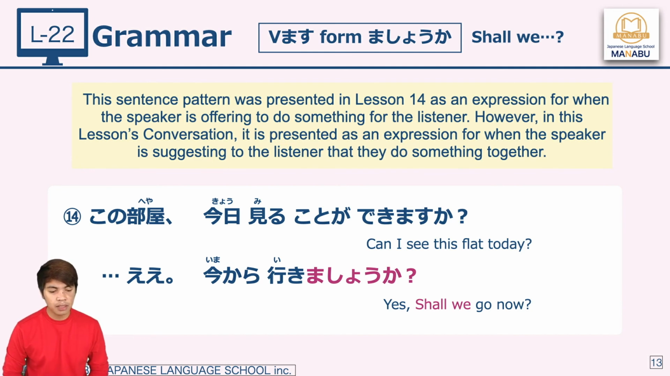So in this example, kono heya, this room, kyou miru koto ga dekimasu ka? This is based on our conversation video. Can I see this flat, or can I see this room today? He said, yes. Ima kara ikimashou ka? Ima kara, from now. So immediately. Ikimasu, to go. Ikimashou ka? Shall we go now? So he is suggesting, how about we go immediately? Shall we go now? Ikimashou ka?